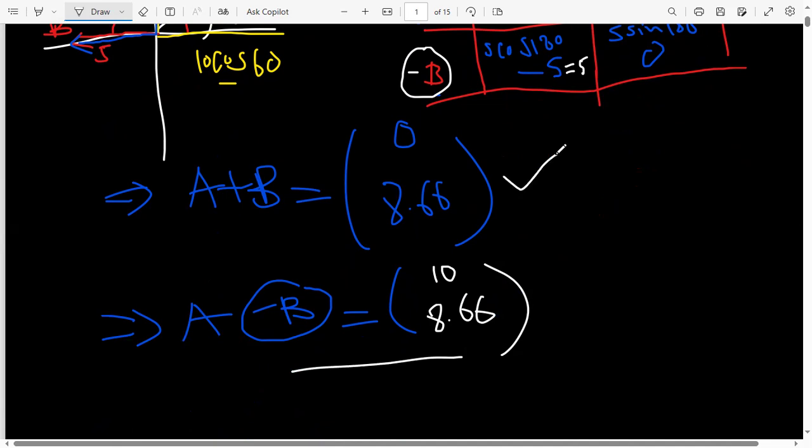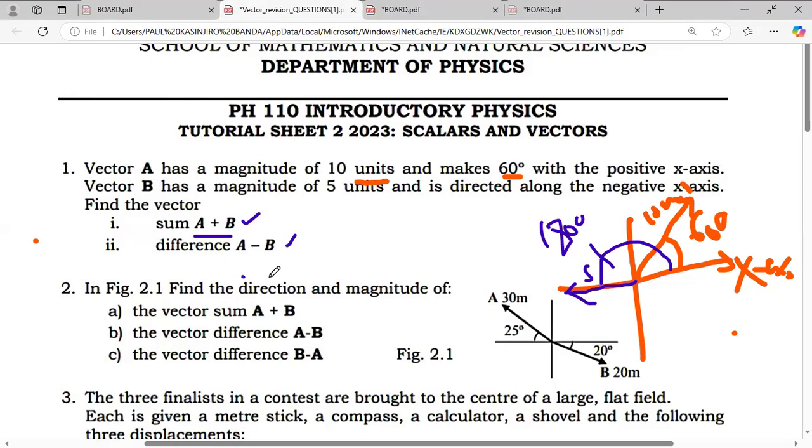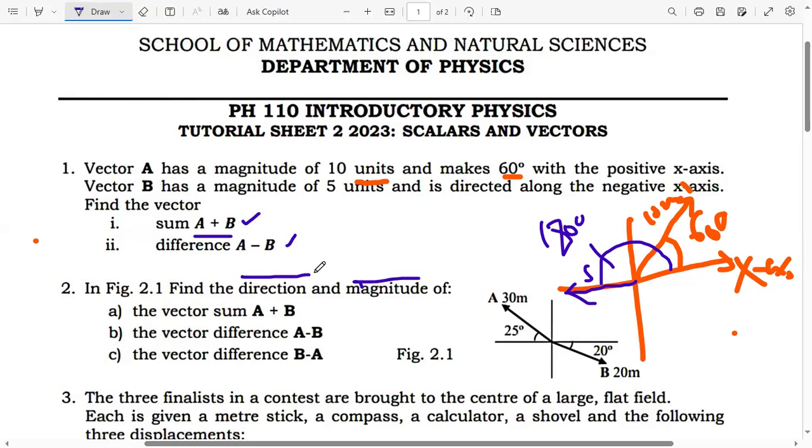So any questions there on how we are doing? Okay, no question. Let's look at the second question, which is on a similar concept. But now on the second question, we'll add the idea of finding the direction and the magnitude. So we know that the direction here is just the angle. When they say direction in vectors, they just simply mean the angle. And then the magnitude, we know how to find the magnitude.